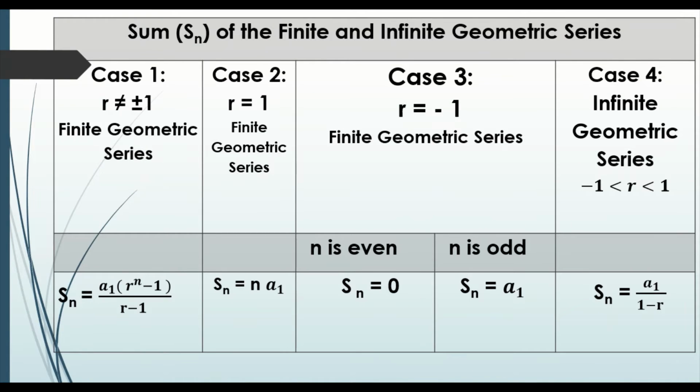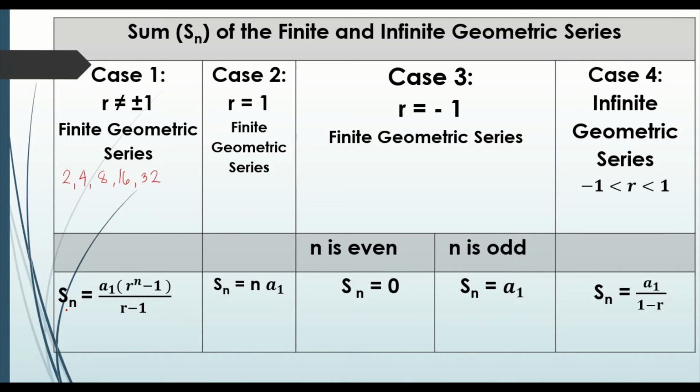Now, let us proceed with the sum of the finite and infinite geometric series. A geometric series is the same as the sum of a geometric sequence. Let's start with case number 1. In this case, the common ratio is not equal to positive or negative 1. For example, a finite geometric series 2, 4, 8, 16, 32. This is a finite geometric series since we already have the last term, which is 32.